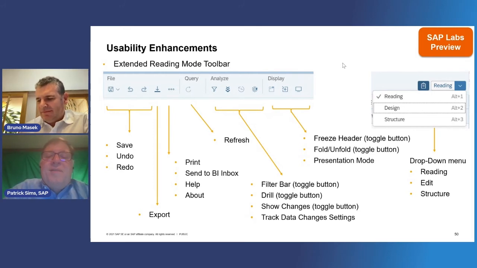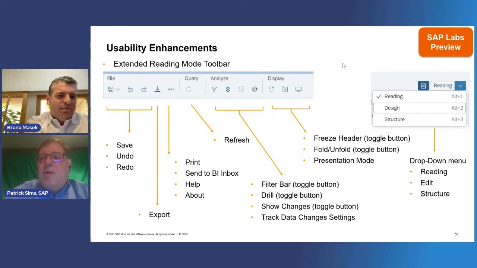And then from a display standpoint, we've already played with freezing of headers in that. And then there's a fold, so you can fold and unfold everything. That's a toggle button to do all. And then presentation mode we played with as well. And then on the far right side of the user interface, you may recall, I clicked on reading to turn into design mode, or you can use this drop-down list to specifically say what you want to get to.